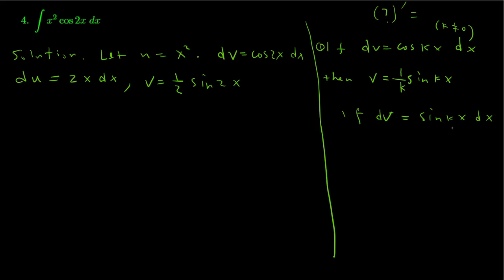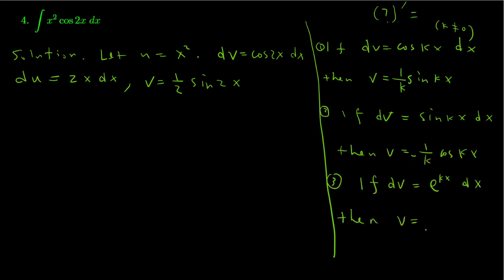The third case I want you to know is if the differential of a function v is equal to e to the power of kx, and then dx. What would be v? Can anybody write something down? The function now is e to the power of kx. K is a non-zero number. Now I'm looking for a function v. So basically I'm looking for an antiderivative of e to the power of kx. You think which function has the derivative of e to the power of kx? E to the power of kx. The number before that is 1 over k.